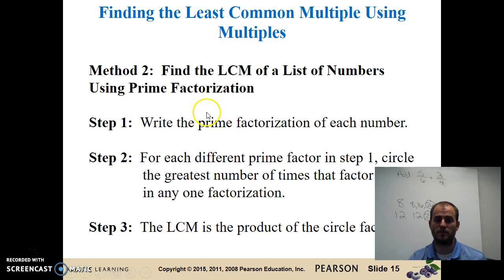Okay, so that second method is using prime factorizations. To do this second method, you write out the prime factorizations of each number. Those are the factor trees. Then find each different prime factor from step 1 and circle the greatest number of times that each factor occurs. I'll explain what that means because that's kind of confusing just by reading that. And then the LCM is the product of these circled factors. So let's do a couple examples of this because that's kind of confusing.